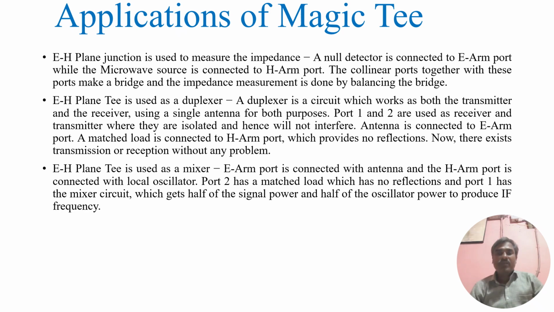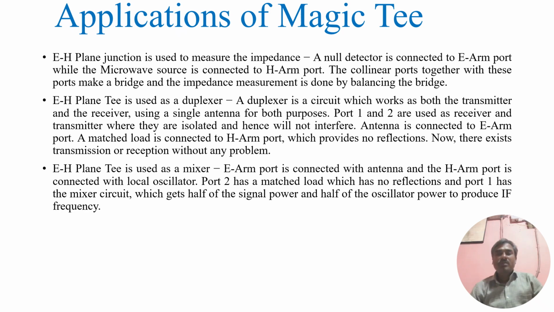In the second application, the magic T can be used as a duplexer. A duplexer is a circuit which works as both a transmitter and receiver using a single antenna. Port 1 and port 2 are used as receiver and transmitter and are isolated, hence there will not be any interference. Magic T as a mixer.